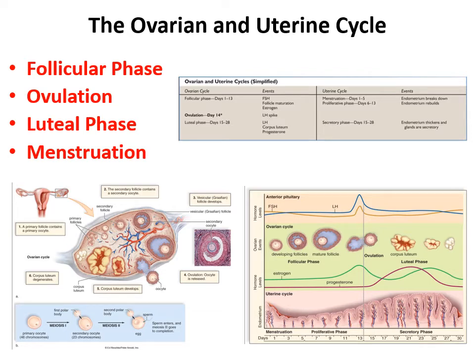Then finally, there's the phase that everyone knows of, women more than men because we live with that every single month, and that is the menstruation phase. That's when low levels of estrogen and progesterone at the end of the luteal phase lead to the breakdown of this nice cushy uterine wall, this very thick endometrium.